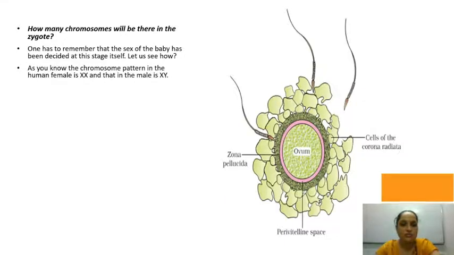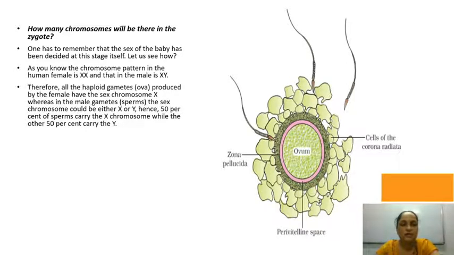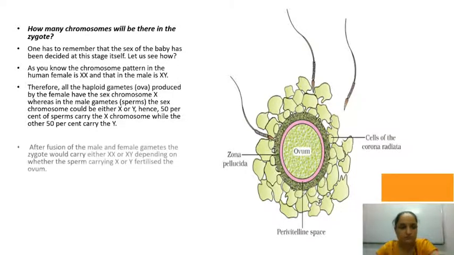As you know, the chromosome pattern in the human female is always double X, and in the male it is X and Y. So the male has the option but the female doesn't. Therefore, all the haploid gametes, that is ova, produced by the female have the sex chromosome X, whereas in the male gamete, the sperms, the sex chromosome could be either X or Y. Hence, 50% of the sperms carry the X chromosome and the remaining 50% carry the Y.